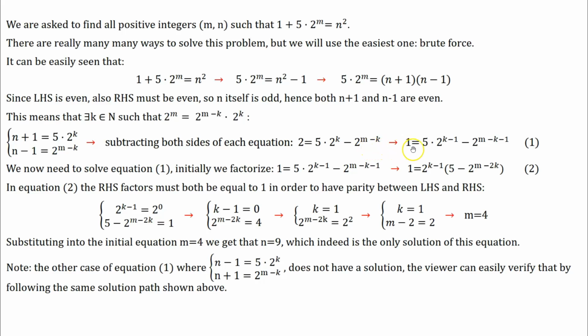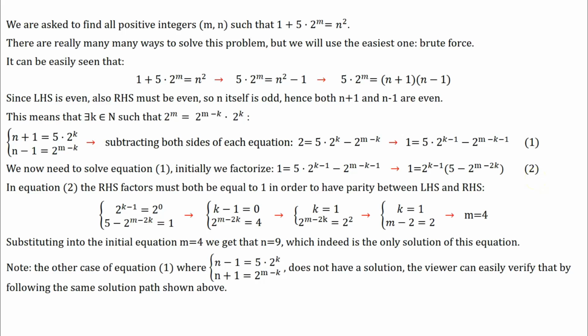Dividing both sides by 2, we get that 1 is equal to 5 times 2 to the power k minus 1, minus 2 to the power m minus k minus 1. To solve this equation, we can factorize 2 to the power k minus 1, and we get that 1 is equal to 2 to the power k minus 1 times (5 minus 2 to the power m minus 2k). This is equation number 2.